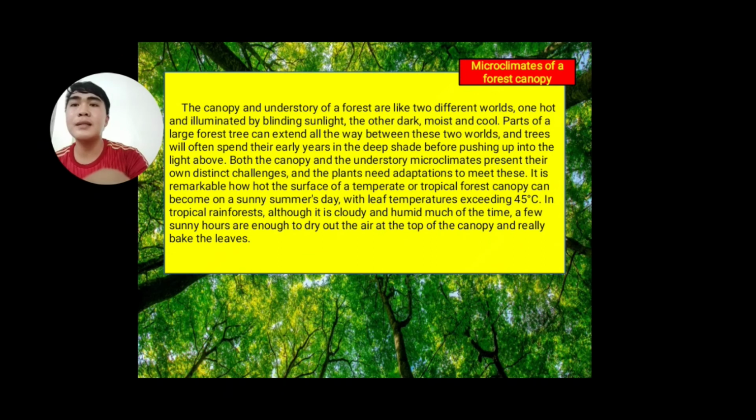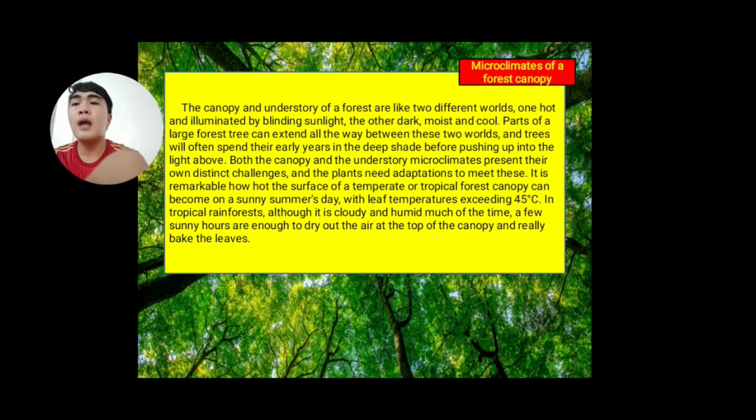The canopy and understory of a forest are like two different worlds: one hot and illuminated by blazing sunlight, the other dark, moist, and cool. A large forest tree can extend all the way between these two worlds, and trees will often spend their early years in deep shade before pushing up into the light above. Both the canopy and the understory microclimates present their own distinct challenges, and the plants need adaptation to meet these.